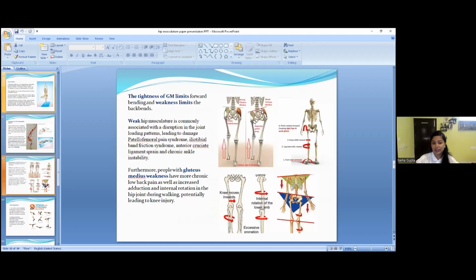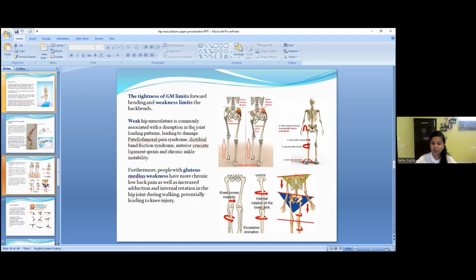After weakness, there is also another concept, which is tightness. Tightness again comes when we do not use them a lot, and different kinds of injuries occur due to the tightness. Tightness limits the forward bending, and weakness limits the back bend. So if you want your spine to be really healthy, forward bending should happen, the back bend should happen. Take care of your gluteal muscles.